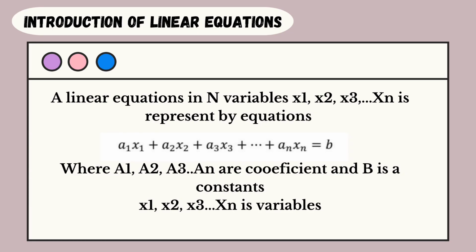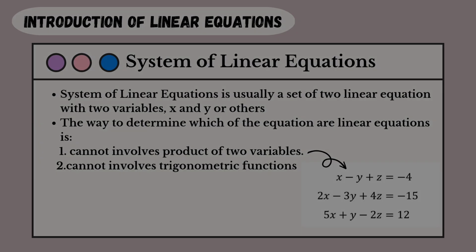Introduction of linear equation. A linear equation is represented by x1, x2, x3, and xn as variables, where a1, a2, a3, and an are the coefficients, with b as a constant.